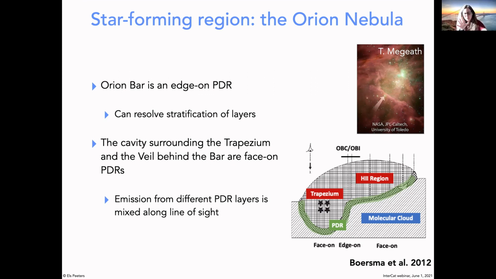And so if you see a PDR edge on, that means you can actually see this structure. So the Orion bar is a very popular source for observations. In addition to the bar, you can see behind, on the left-hand side of the bar and on the right-hand side of the bar in the cartoon, we have a face on PDR where we basically see everything from the ionized region, all the different stratifications, all the different layers in a single line of sight.